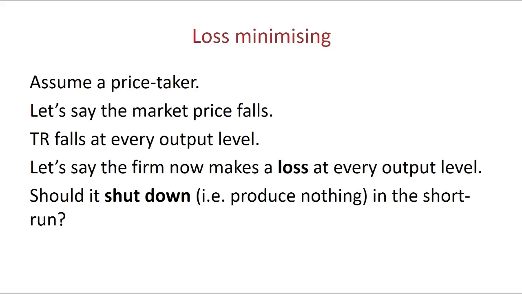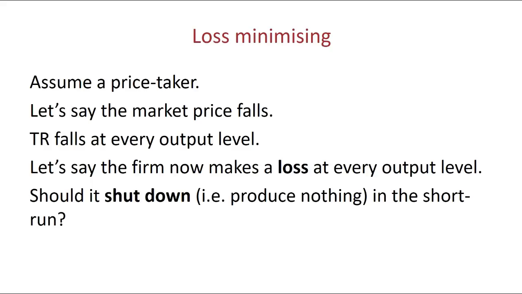Is it possible for the firm to make a loss? Well, if we looked at the previous graph, you can clearly see there are certain levels of output where the firm would make a loss. Let's say we're talking about a price taker again. So we're going to have a linear total revenue curve. And let's say that for some reason or other, the market price falls.